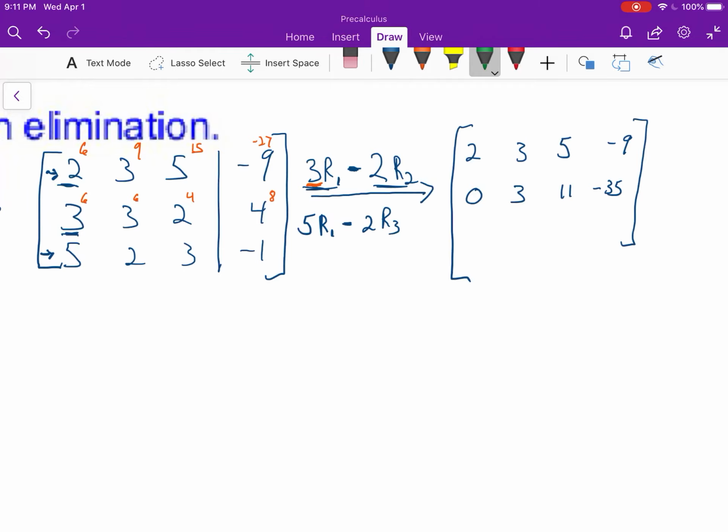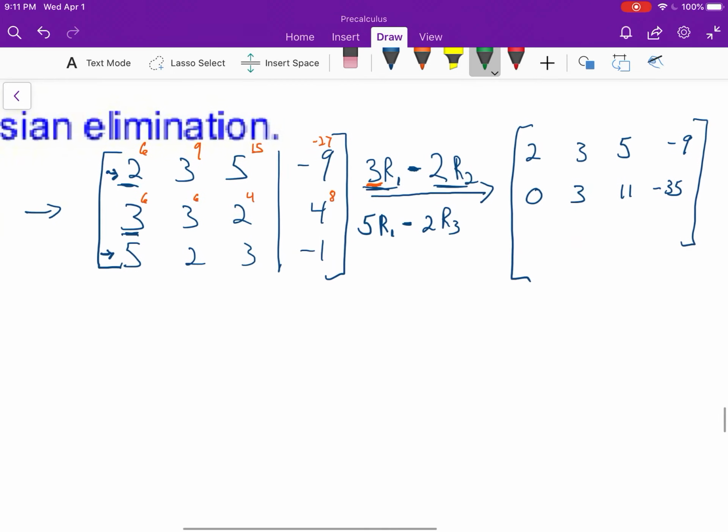I'm going to do the same thing. I'll use green this time. But 5 times row 1. Oops. 2 times 5 is 10. 3 times 5 is 15. 5 times 5 is 25. And negative 9 times 5 is negative 45.